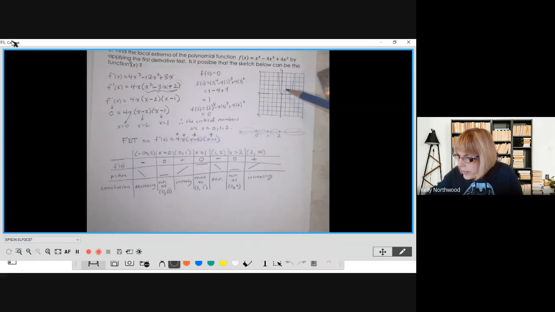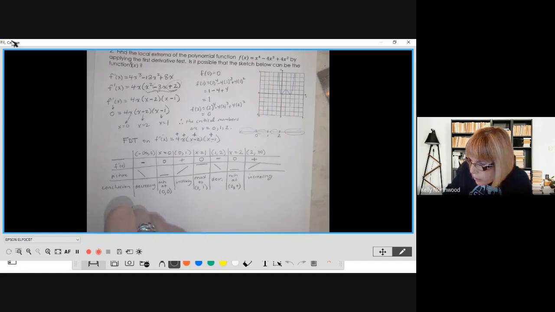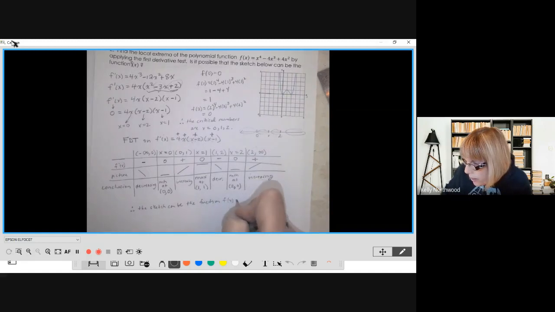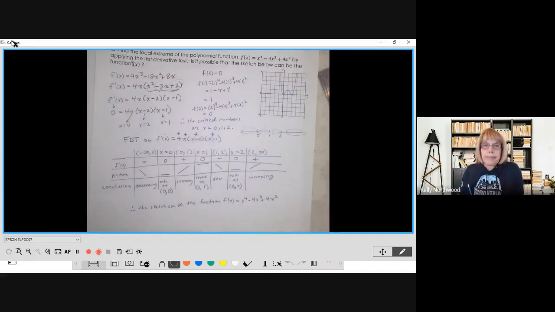Yep. Decreasing from 1 to 2, yes. Minimum at 2, 0, yes. Increasing from 2 to infinity, yes. So is it possible that the sketch below can be the function? Therefore, the sketch can be the function f at x equals x to the 4th minus 4x cubed plus 4x squared.